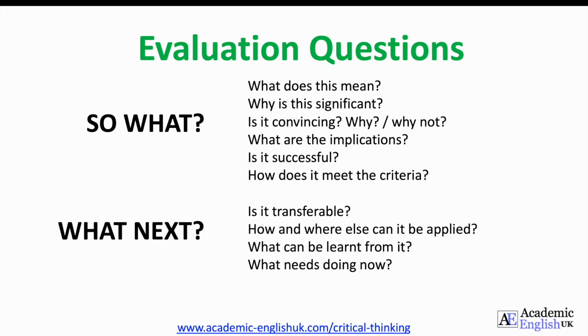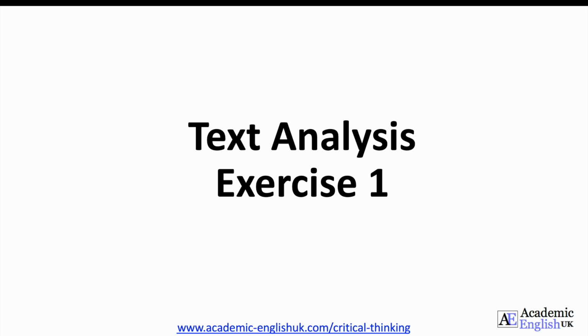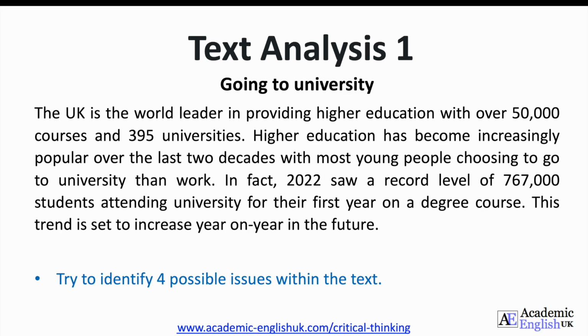Okay, so bearing all these questions in mind, let's do some practice to understand how to analyze a text critically. This is a text written about going to university. So see if you can identify 4 possible issues within this text. You can also do some internet research if you like to check any of the facts. So pause the slide, read the text, and find 4 possible issues.